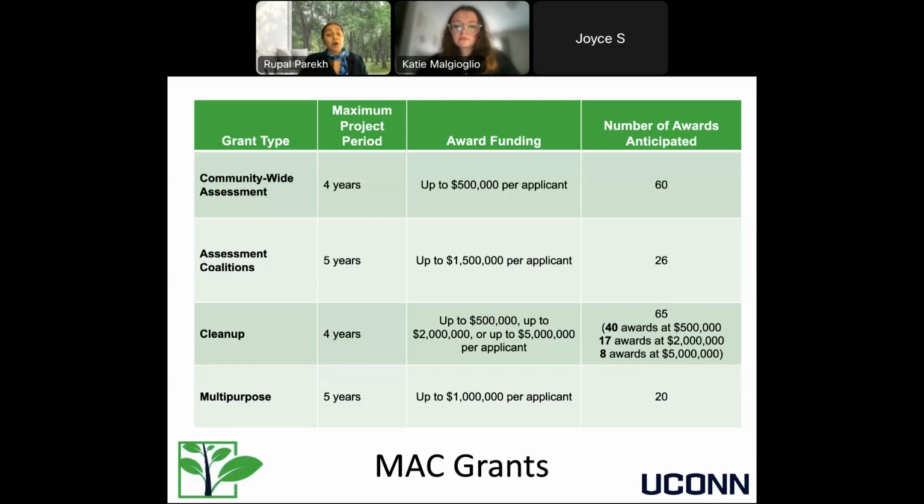Multi-purpose grants are a bit harder to come by. They can use the funds for assessment and cleanup activities in a specific target area over a period of 5 years. EPA requires that the funds are used for phase 2 site assessment, a brownfield site cleanup, and the development of a reuse plan if you don't already have one. As you can see, it's up to $1 million per applicant, and the number of awards anticipated is 20.